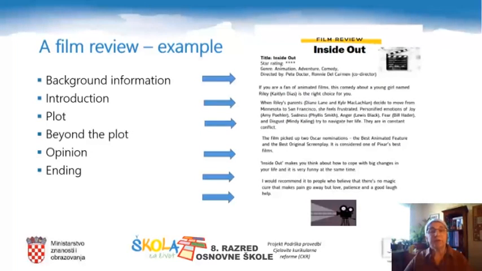The first part, the first paragraph, is the background information: the title of the film, Inside Out, star rating, genre, director. Let's check. If you are a fan of animated films, this comedy about a young girl named Riley is the right choice for you. That's the introduction.